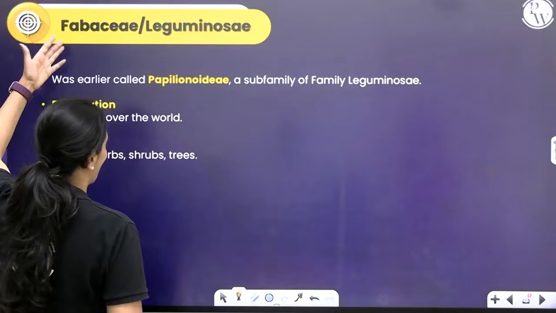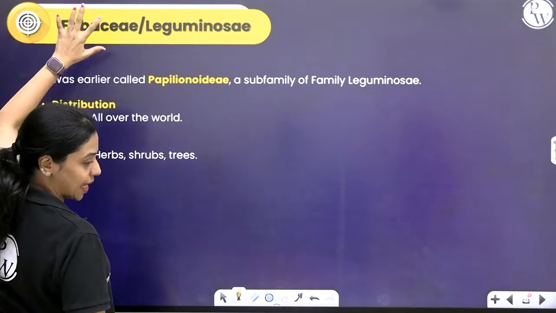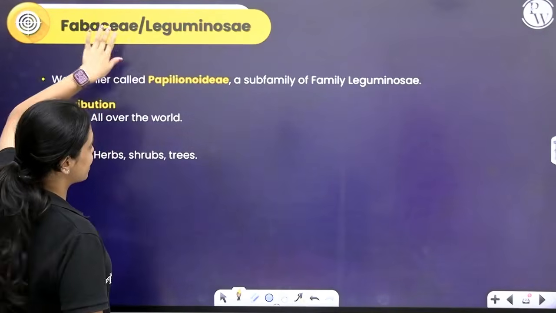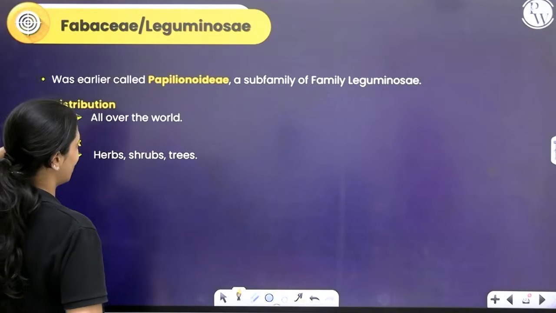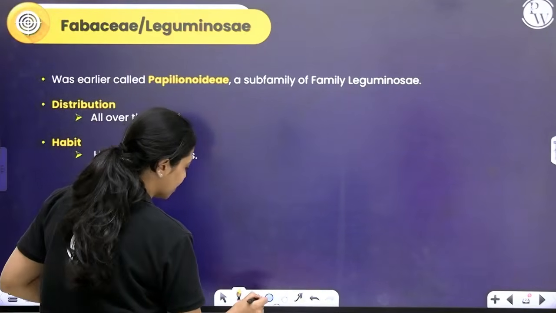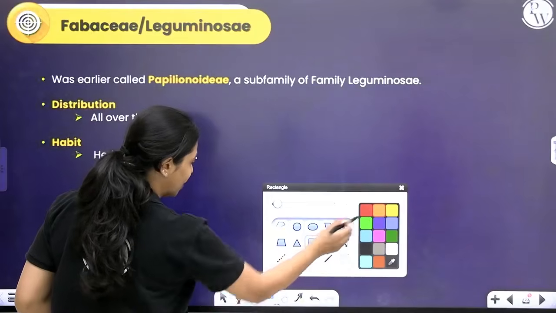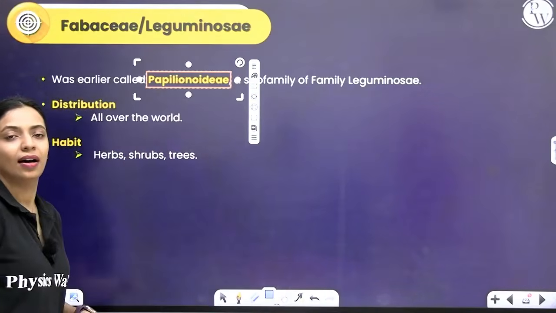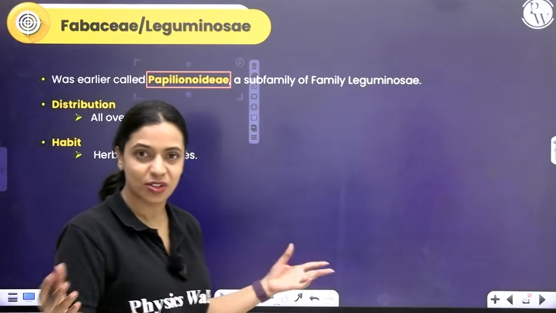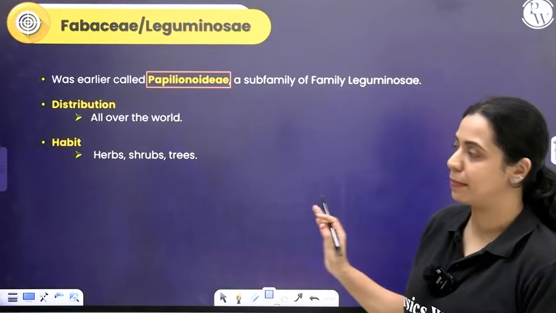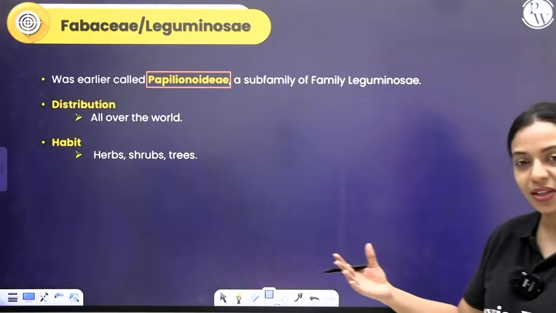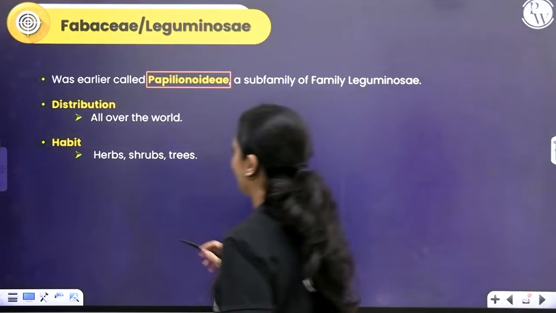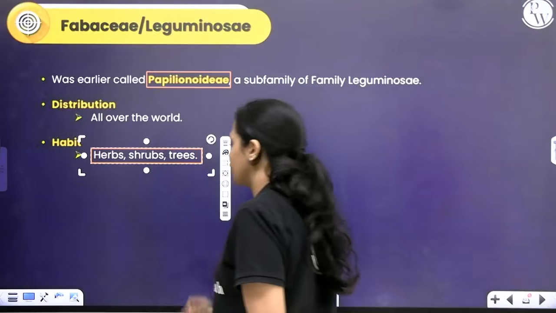This is known as Fabaceae and Leguminosae. Fabaceae is there in your NCERT textbook, but in the NEET syllabus, it is mentioned as Leguminosae. It's the same thing. Earlier, it was also called Papilionoideae. Remember, I told you that the corolla in pea family is called papilionaceous because the shape is like a butterfly. That's why it's called Papilionoideae. The species belonging to Fabaceae is distributed throughout the world. Generally, they are herbs and shrubs. Very rarely you can see trees as well.